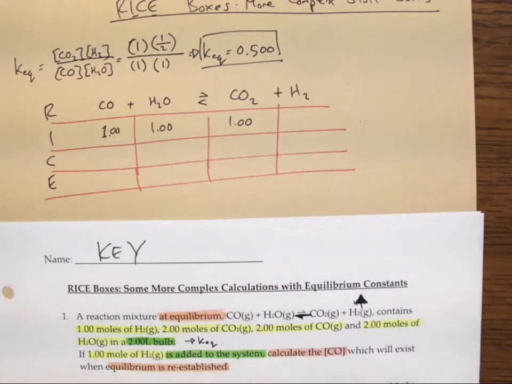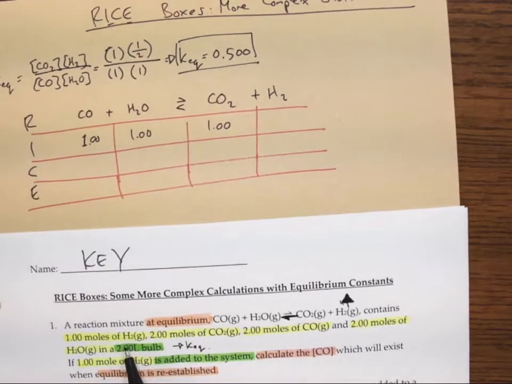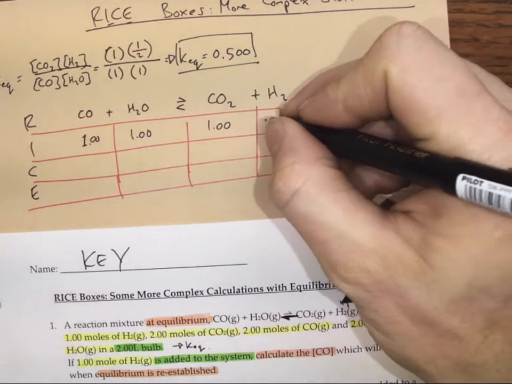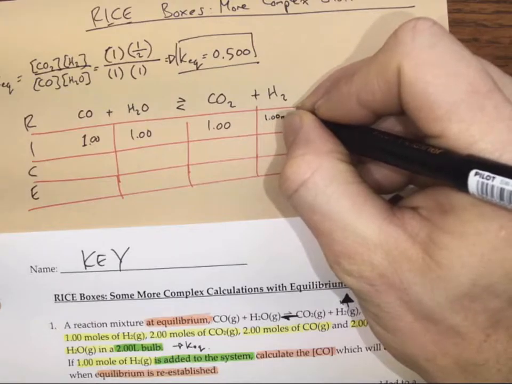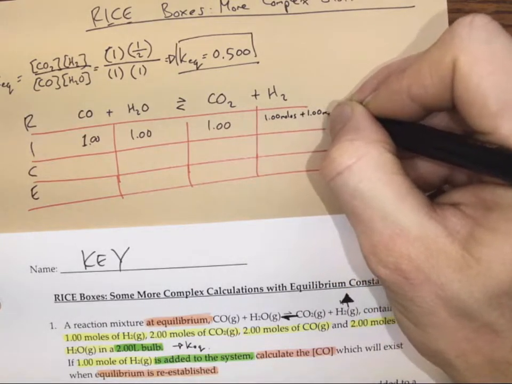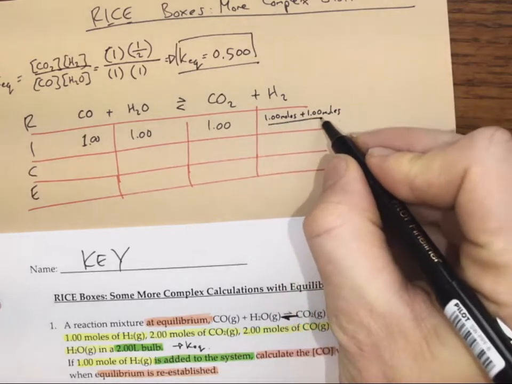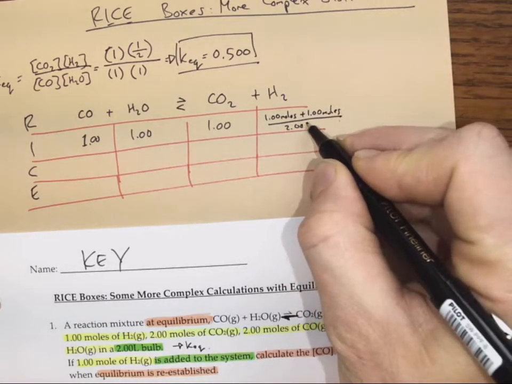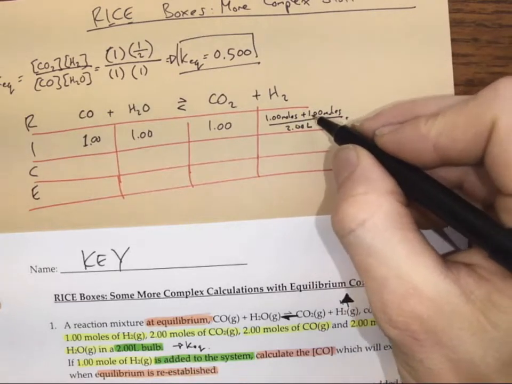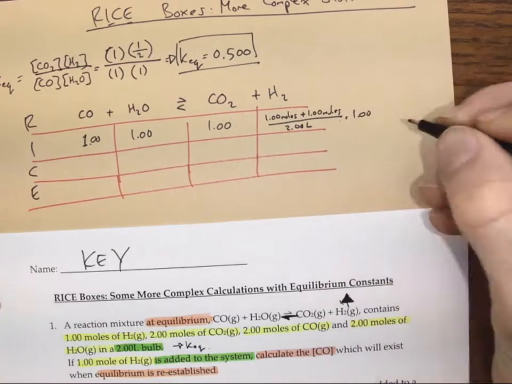Now, for the hydrogen, we start with 1 mole, and then we add 1 mole more. That starts this new situation where we have to readapt to equilibrium. So we have 1.00 moles plus 1.00 moles, but of course, that's divided by 2.00 liters, which equals 2 over 2, which is 1.00.